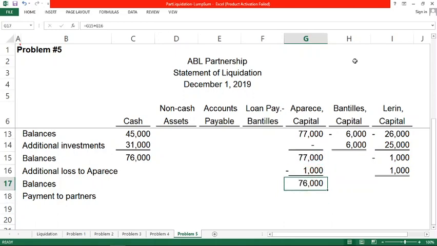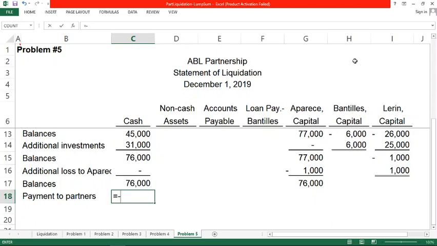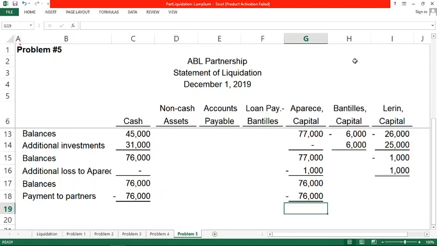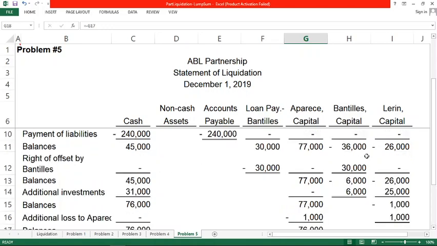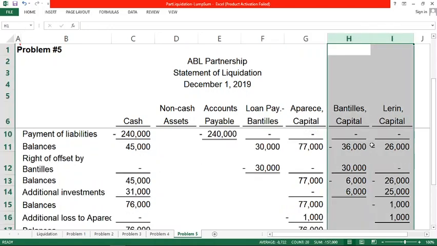So we have here 76, and that 76 cash will all go to Paris. So negative, ubos na. And then Paris 76. So that is how we are going to account for capital balances or negative capital balances.